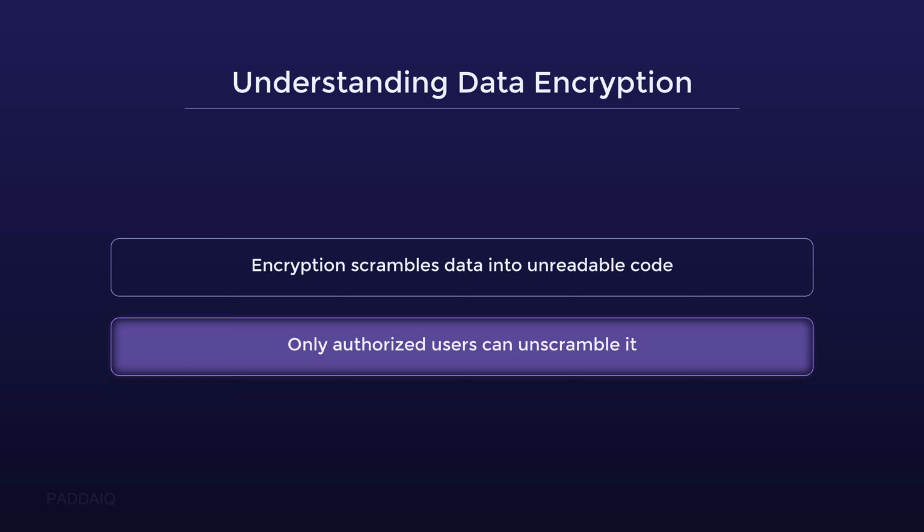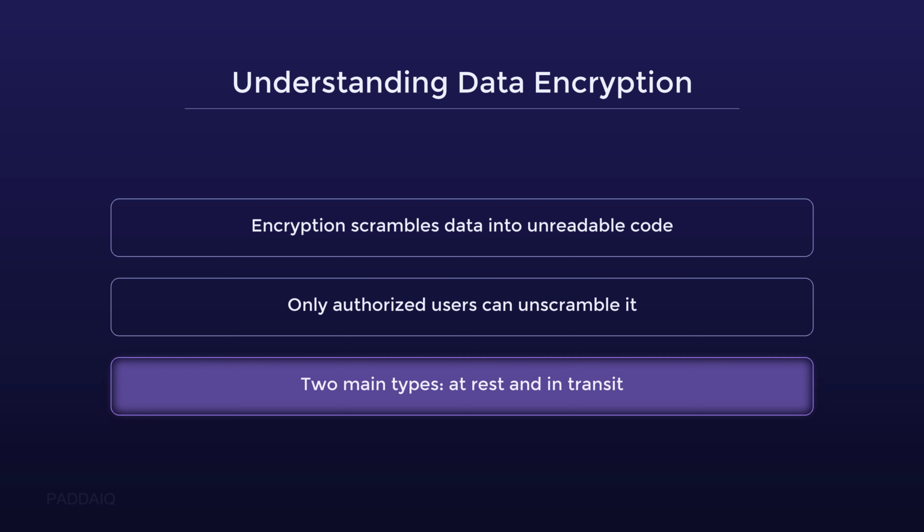Only authorized users can unscramble it. This means data is converted into a secret code that only approved individuals with the correct key can convert back to readable information. For example, when you send a secure email, it is scrambled until the intended recipient unlocks it. This ensures your sensitive information remains protected and confidential at all times.